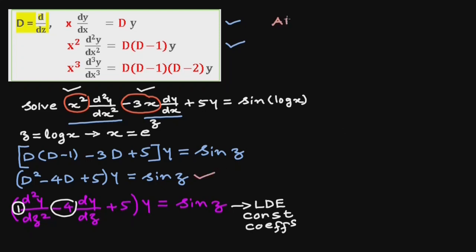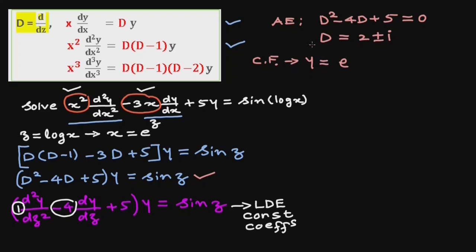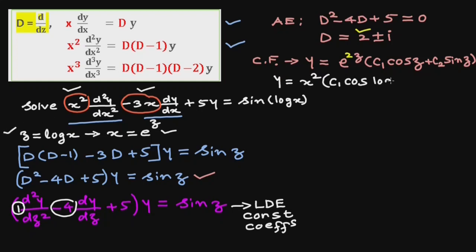From this equation we get the auxiliary equation D square minus 4D plus 5 equals 0. This is a quadratic equation, and after solving we get the root D as 2 plus minus i. So the complementary function accordingly will be y equals e raised to 2z into (c1 cos z plus c2 sin z). In terms of x, this will be y equals x square into (c1 cos log x plus c2 sin log x).